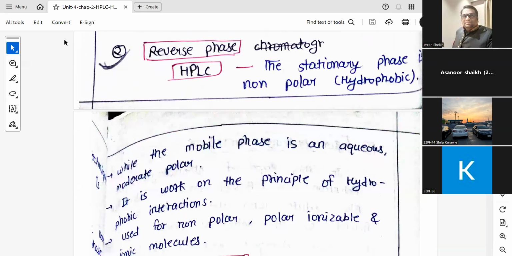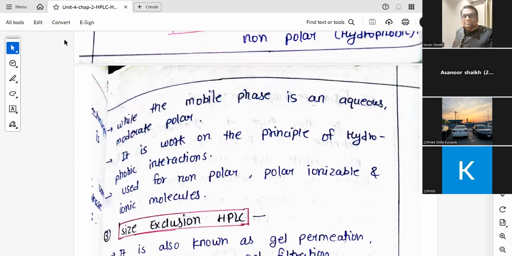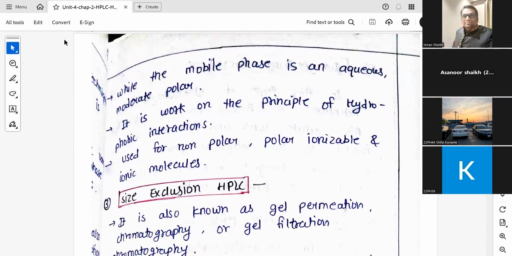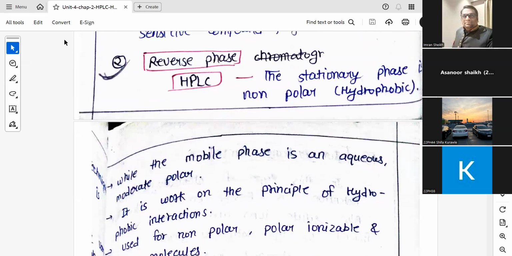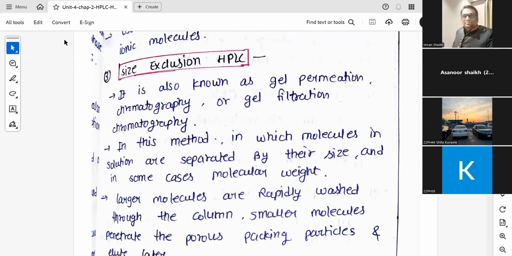I repeat. What happens with the stationary phase here? The stationary phase is hydrophobic, non-polar in nature, while the mobile phase is aqueous, moderately polar. And what is the principle by which reverse phase HPLC works? It works on hydrophobic interaction. Now what are the uses of reverse phase HPLC? It is used for non-polar, polar ionizable and ionic molecules.